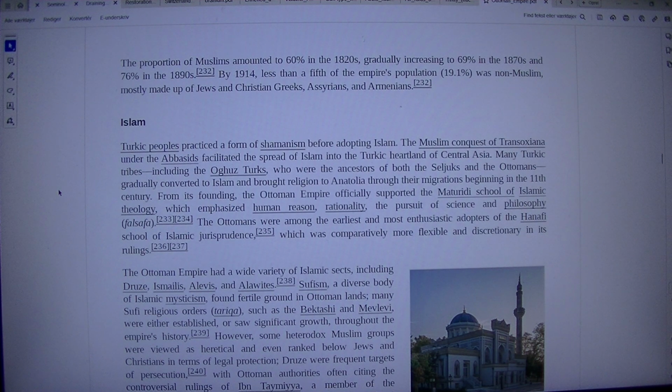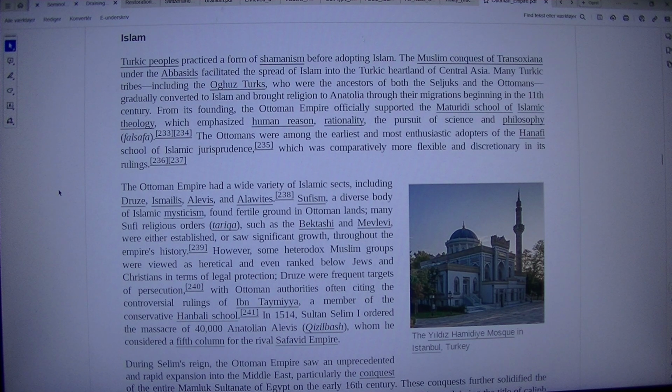Islam. Turkic peoples practiced a form of shamanism before adopting Islam. The Muslim conquest of Transoxiana under the Abbasids facilitated the spread of Islam into the Turkic heartland of Central Asia. Many Turkic tribes, including the Oghuz Turks, who were the ancestors of both the Seljuks and the Ottomans, gradually converted to Islam and brought religion to Anatolia through their migrations beginning in the 11th century.